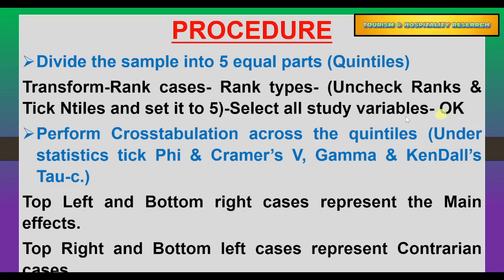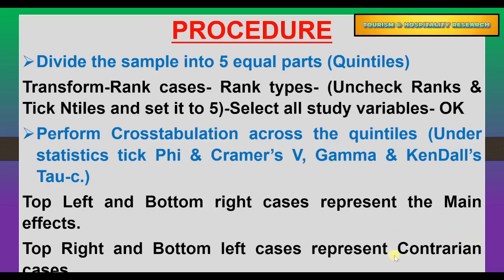Now click on OK. Once you get those, you perform a cross tab across the quintiles. And under statistics, you have to tick phi and Cramer's V, which are the measures of association between the variables, and gamma and Kendall's tau-b, which tell you about the effect size. Top left and bottom right cases represent the main effects, whereas top right and bottom left cases represent the contrarian cases.